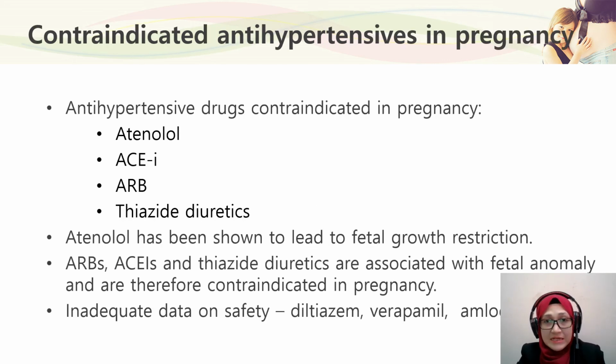So these are the contraindicated antihypertensives during pregnancy. Atenolol, although it is in the same group of beta blocker as labetalol, is contraindicated. Also ACE inhibitor, angiotensin receptor blocker, thiazide diuretics. Atenolol can lead to fetal growth restriction. ARB, ACE inhibitor, and thiazide diuretics are associated with fetal anomaly and therefore not recommended in pregnancy. For other types of antihypertensive, we do not have enough data on safety for the fetus, for example diazepam, verapamil, amlodipine.